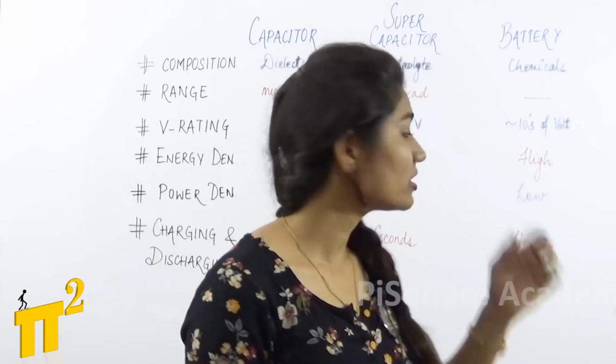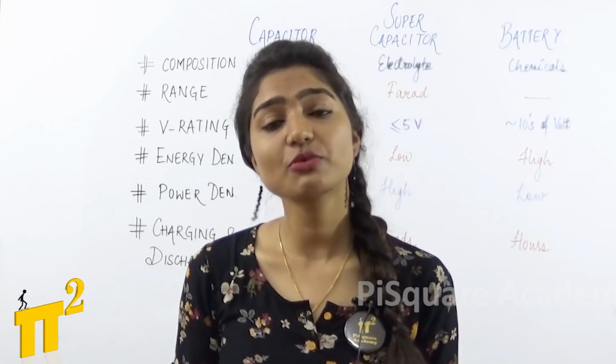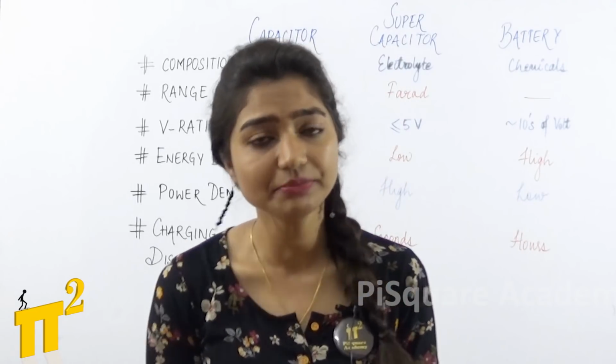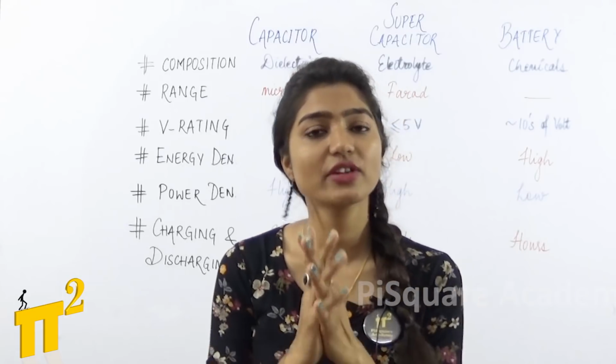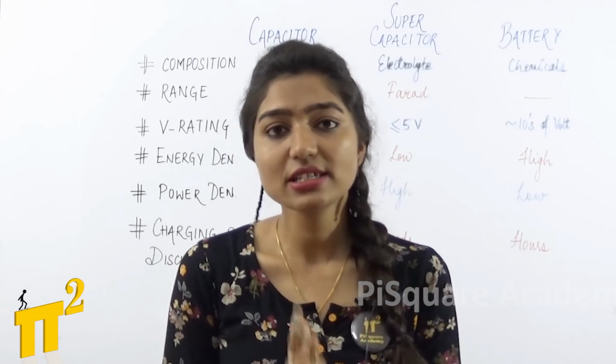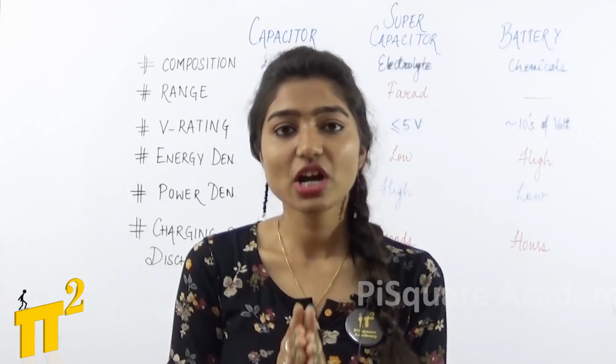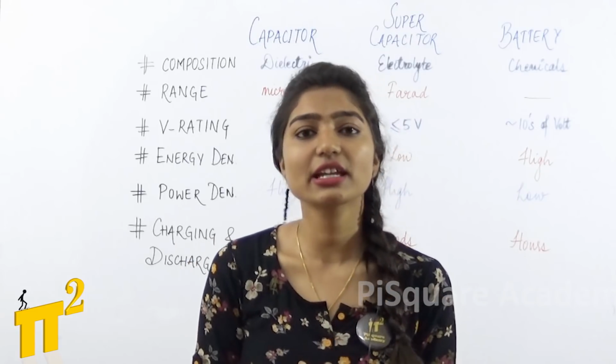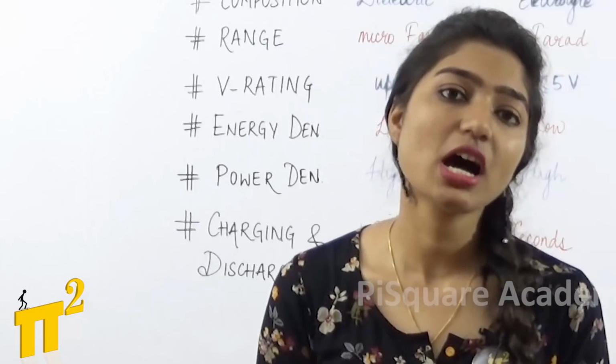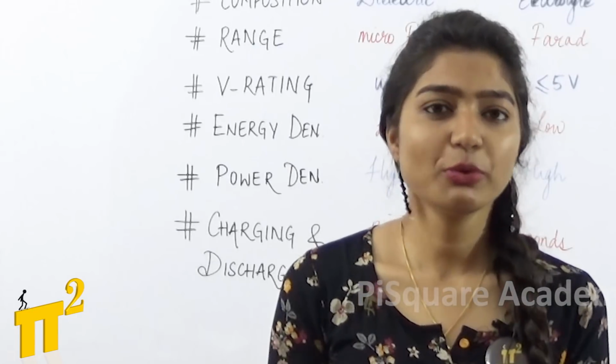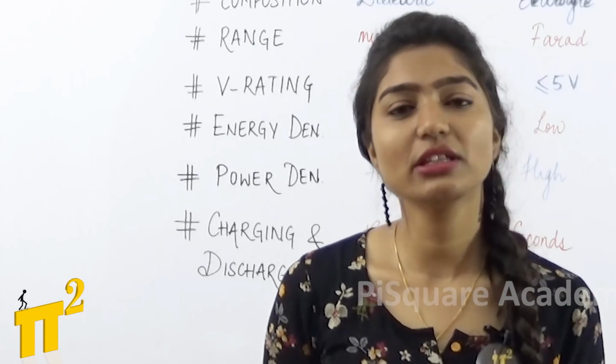Coming to batteries, batteries do not go for very high voltages up to kilovolts, based on the safety factor. The energy density is always high for a battery, the power density is always high for a capacitor, and charging and discharging times are in seconds for a capacitor and in hours for a battery. So I hope you understood the major differences between the three.